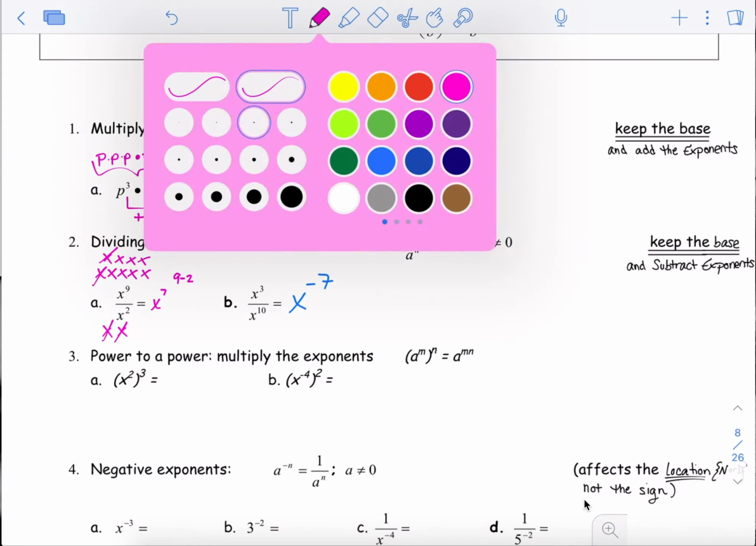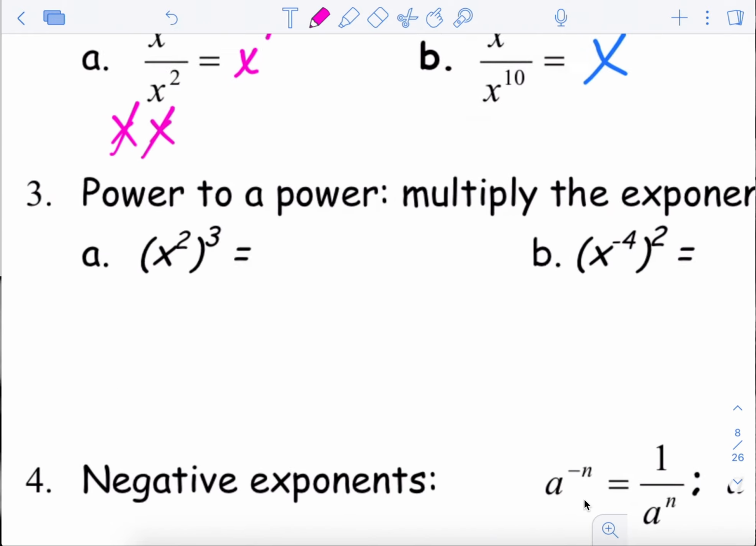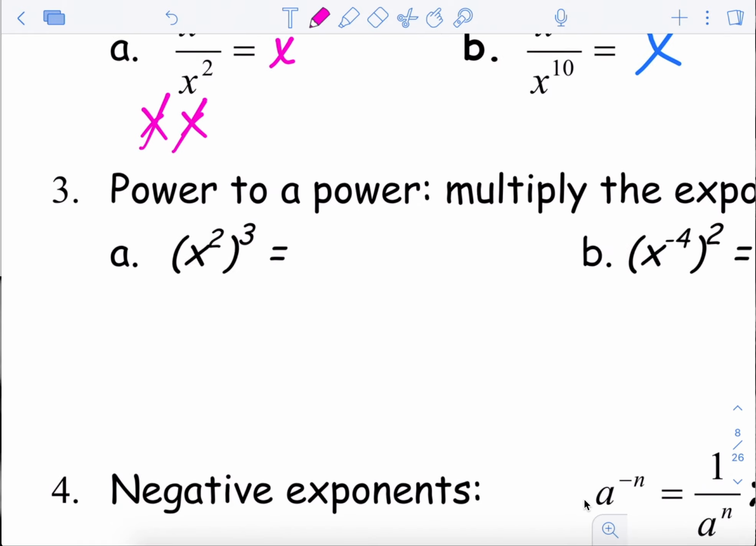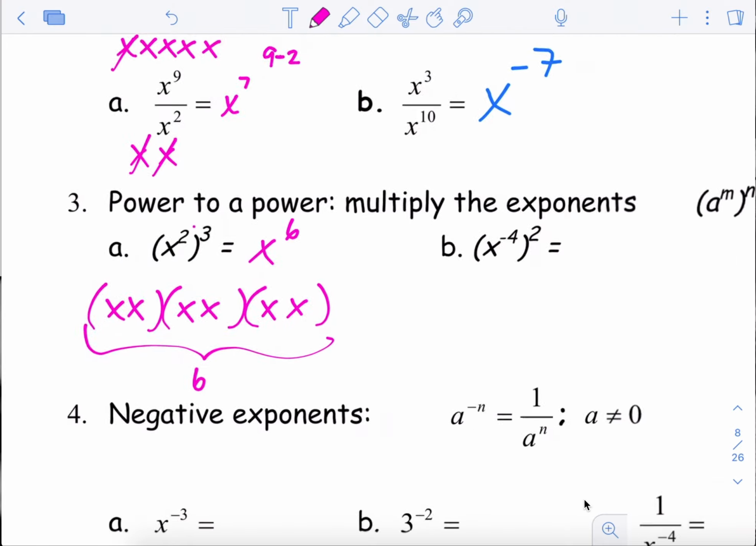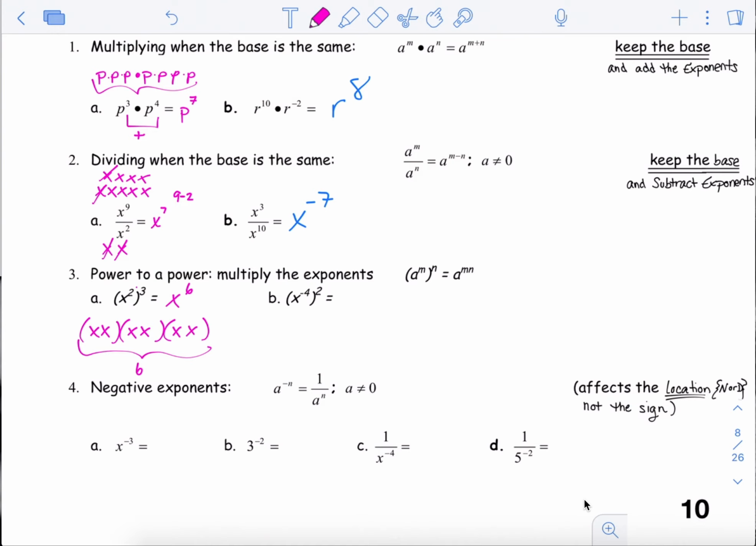All right, problem 3 says power to a power. So you have double exponents, one inside a parentheses, one outside. Here's what you can think about that one. It's like saying I have 3 sets of parentheses, and inside each parenthesis, I have x squared. So I have 2 x's. Total here means I have 6 of them, so x to the 6th. All that we're doing here is multiplying our exponents. So if I was going to do that on this problem without expanding it, I would say negative 4 times 2 gives me x to the negative 8th.